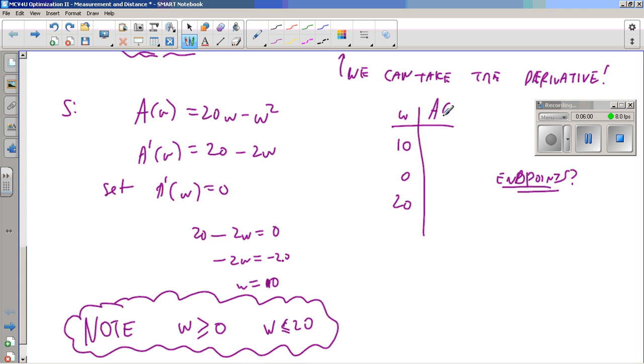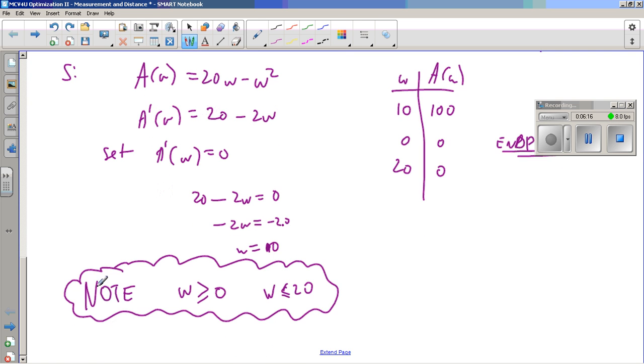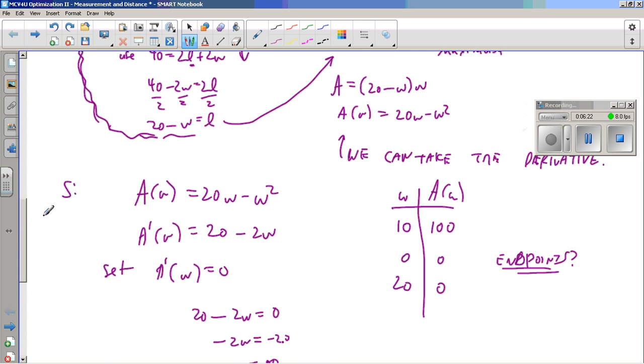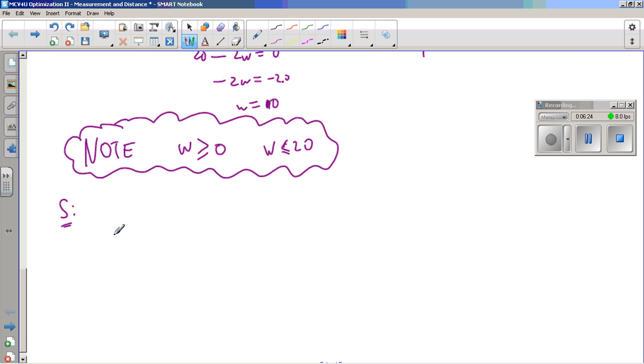And then I'm looking at the area, and this is 100, this is 0, and this is 0. So I get the maximum when the width is 10, and two minimums when the width is 0 or 20. So just like we expected, and we've proven it using calculus, the S was for solution, remember, and this is for statement.